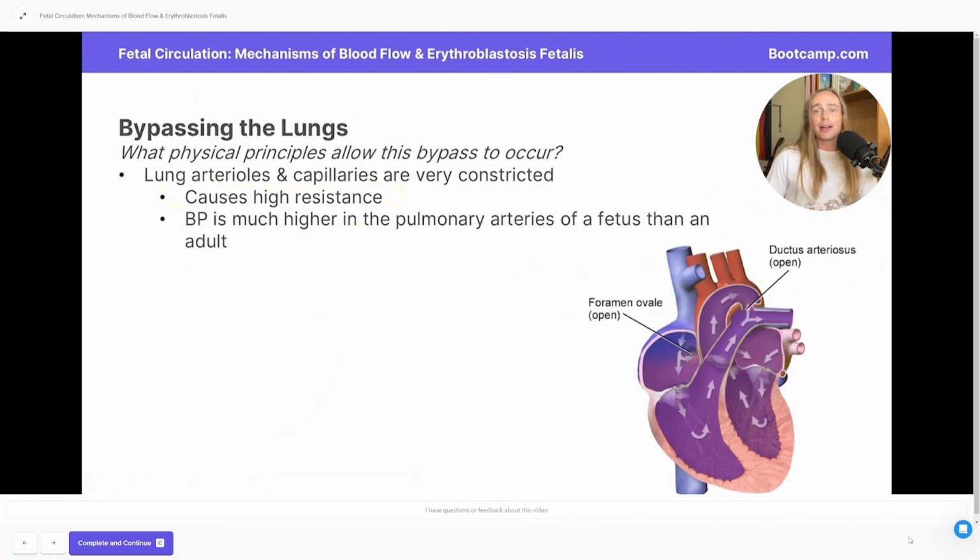After birth, though, the lungs become functional and the arterioles and capillaries begin to expand, and this is going to end up decreasing the pressure of those pulmonary arteries.